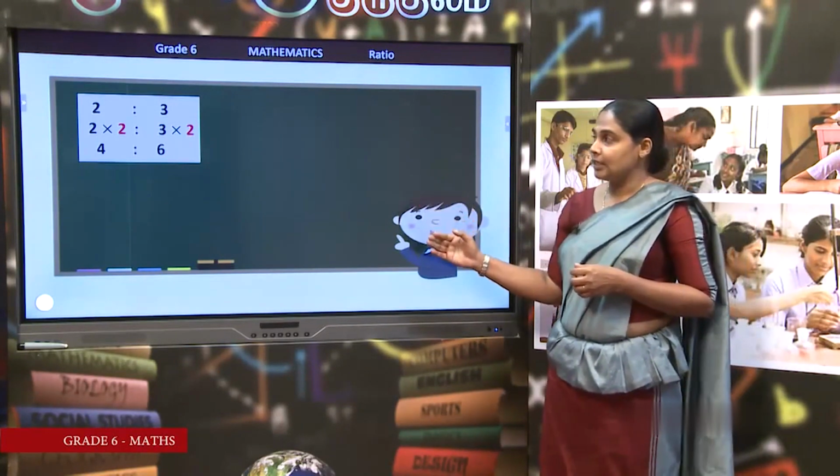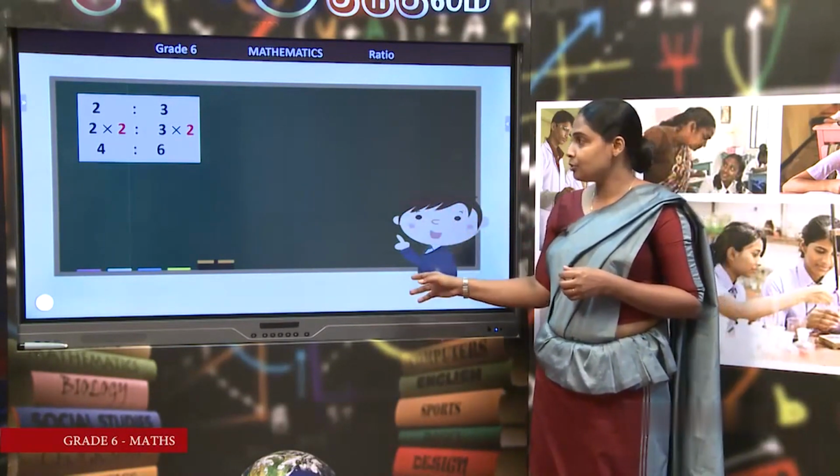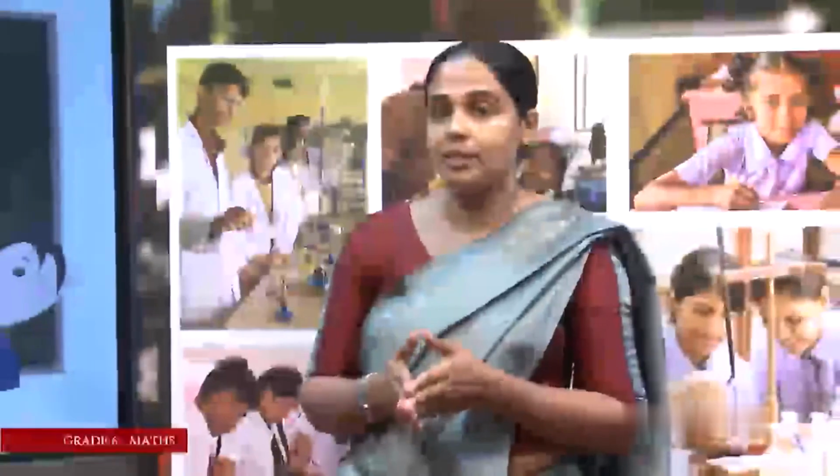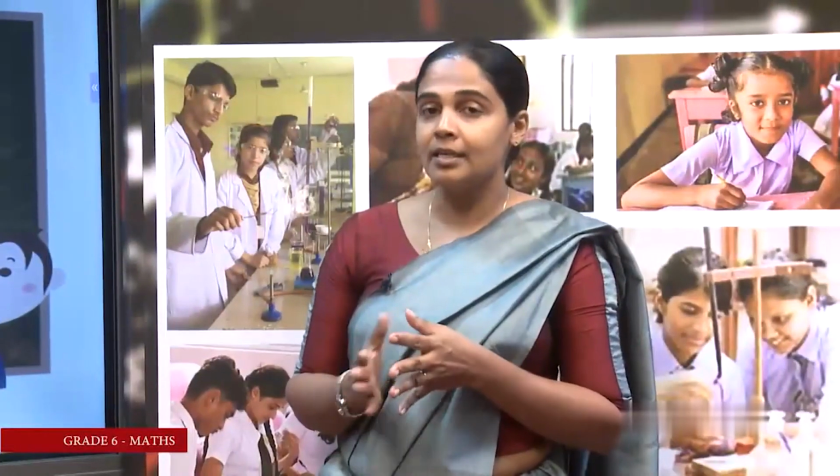Then 2 to 3. Terms are multiplied by 2. Answer, 4 to 6. Then we made 3 cups of tea. Then quantities are multiplied by 3. Then answer, 6 to 9. If we want, we can write more equivalent ratios. Then you can multiply by 4, 5. Using any whole number, you can multiply the given ratio.